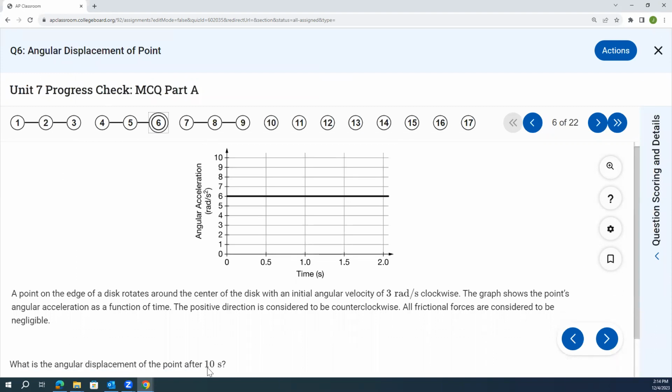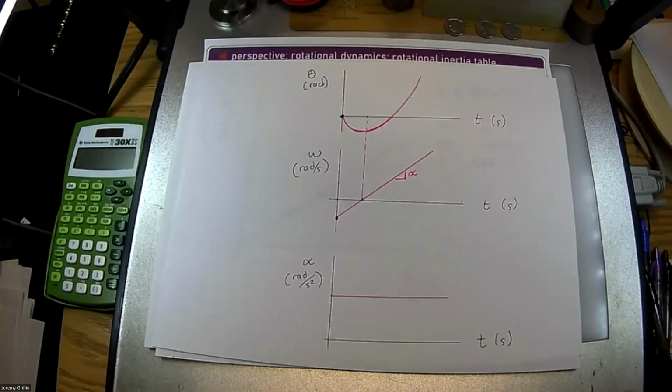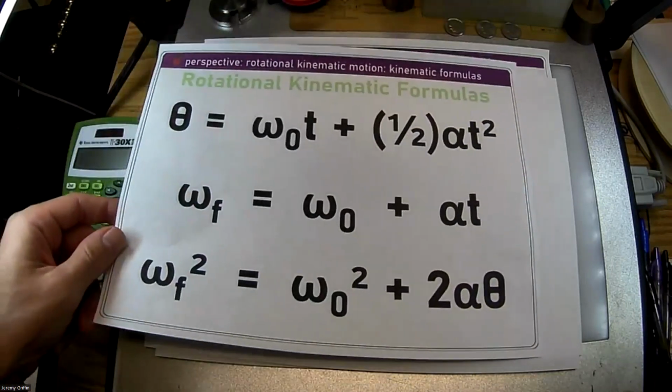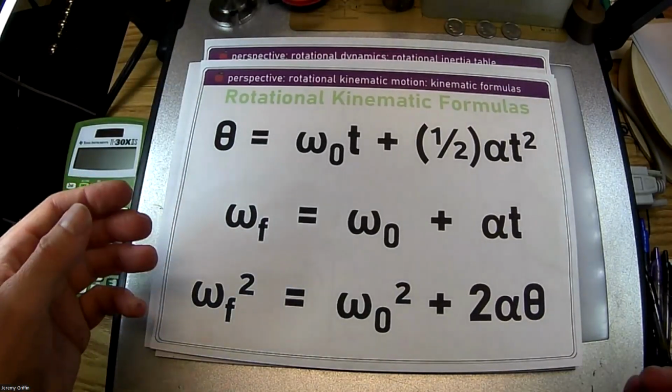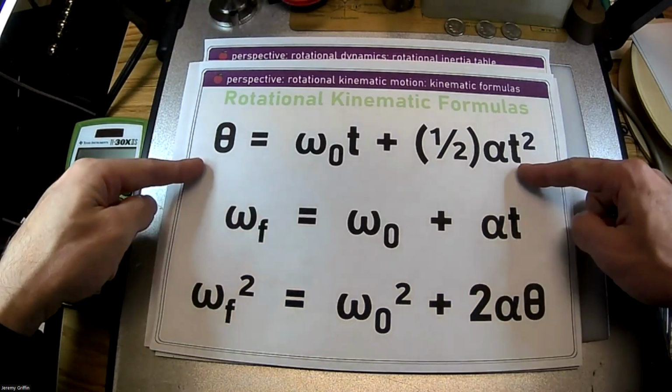What is the angular displacement after 10 seconds? Kind of weird they actually went beyond the graph, but let's just extrapolate. Let's say that it just keeps accelerating at the same rate. It does that for all 10 seconds. All right. So let's bring this back over here. Okay. I'm just going to go ahead and plug this in a formula. Right. The question is angular displacement. They gave us a time. Does that sound like the first one?